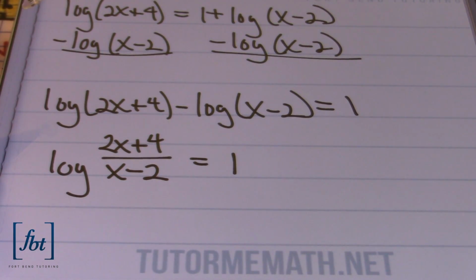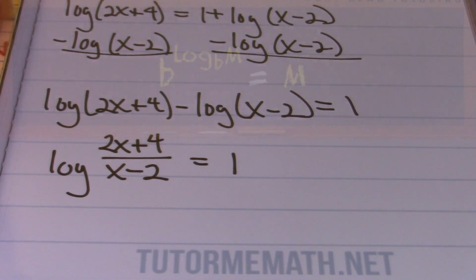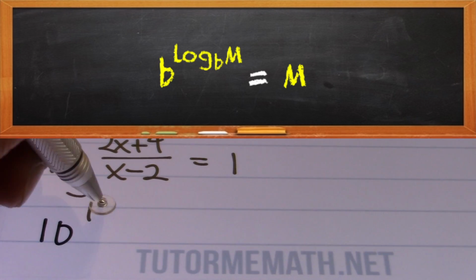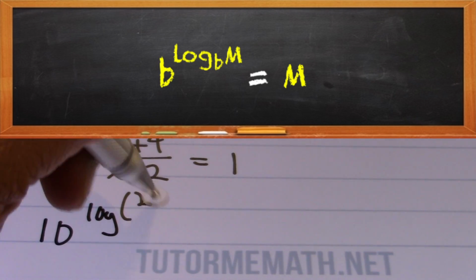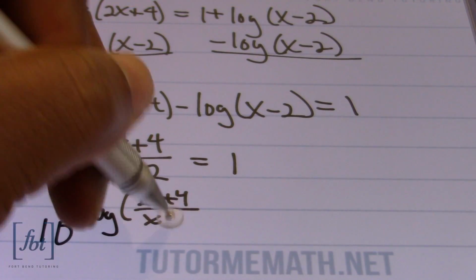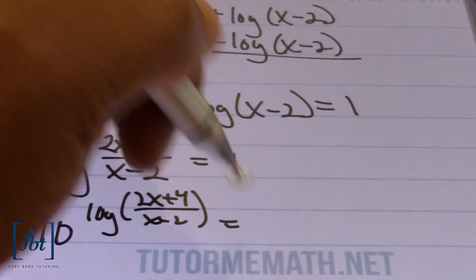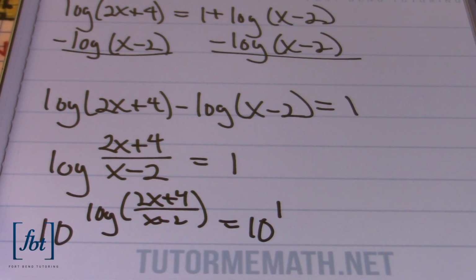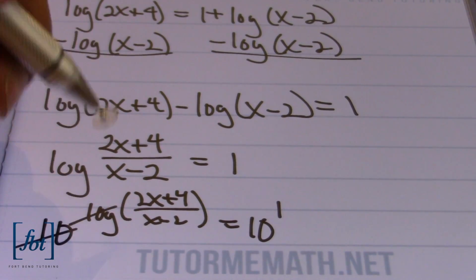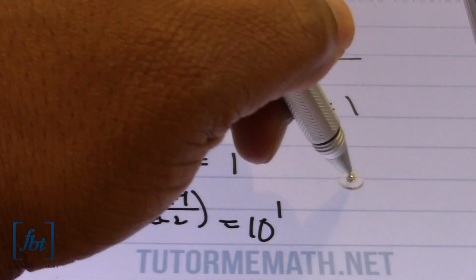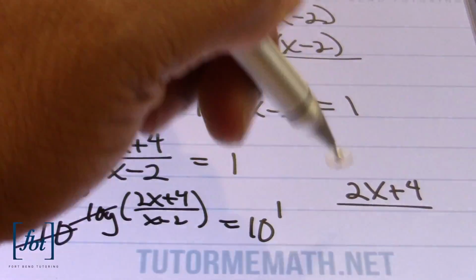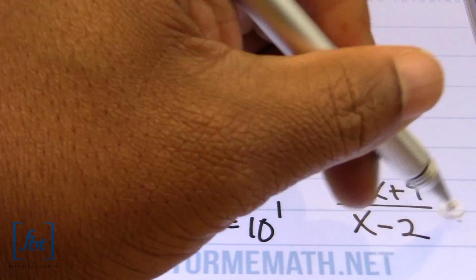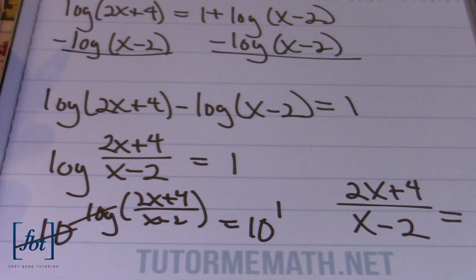Just like that. I'm going to go ahead and do a little something different. I'm going to exponentiate both sides of the equal sign, and I'll rewrite it as 10 to the log of this 2x plus 4 divided by x minus 2, and this will equal 10 to the 1st power. So this is another method to solve a logarithmic equation. What will happen is on the left side, the base 10 and that logarithm will cancel out to give you 2x plus 4 divided by x minus 2, and then of course 10 to the 1st power is just 10.